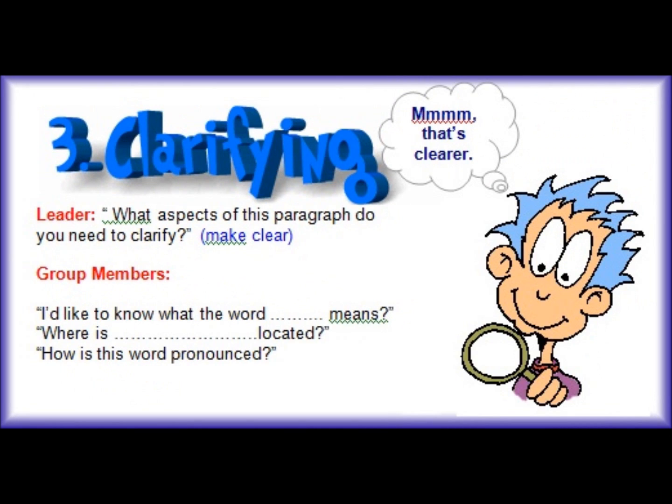Step 3 is clarifying. This is a time for the students to ask any questions to the teacher they would like about the text that you've just read. Example, what did this particular word mean? How is this word pronounced? Why is this so? Etc., etc.